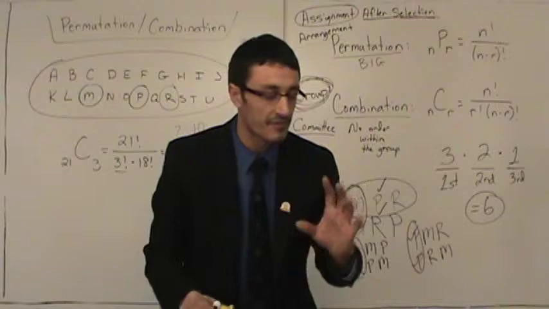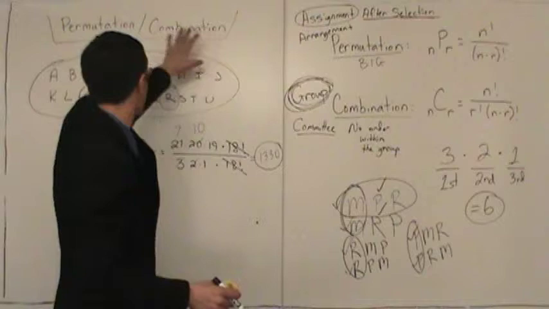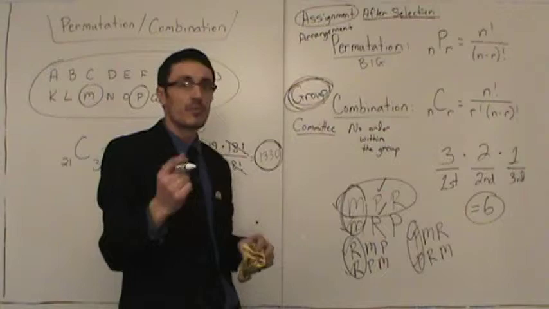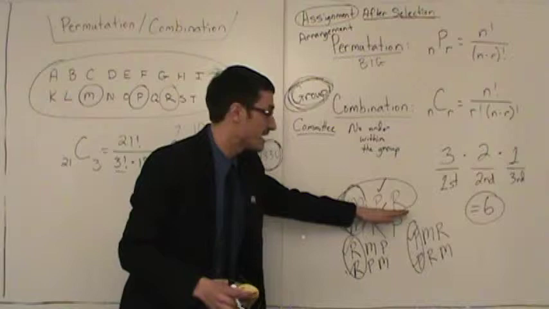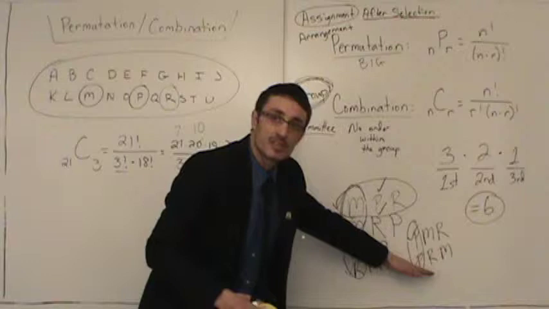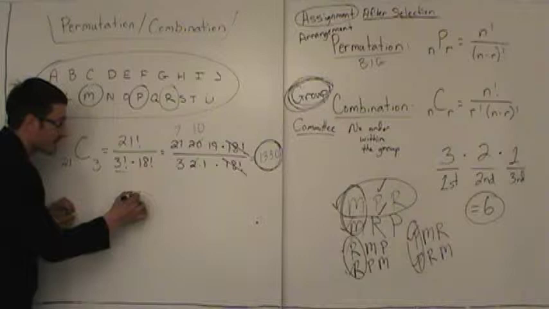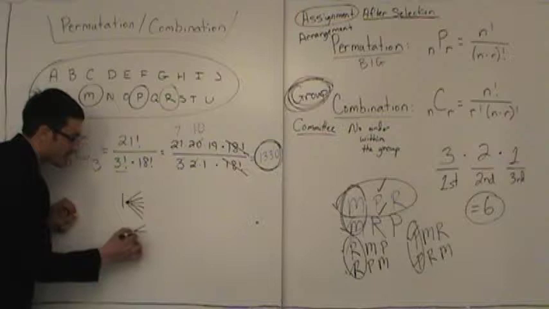Now follow this. This is one group of three out of this group of 21. Again, how many groups of three are there in 21 people? Hopefully you say there are 1,330 groups of three in 21. Now, if I pick a specific group of three, that group can be arranged how many ways? Six ways. I pick a group of three, it can be arranged six ways. I pick another group of three, six ways. I pick another group of three, six ways.